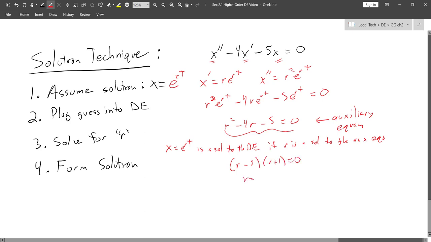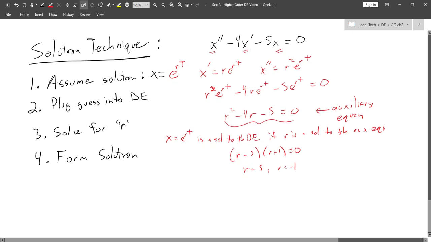Now in this specific case, I have a polynomial which I could factor into r minus 5 and r plus 1. That tells me that r is equal to 5 and r is equal to -1. So that means my solutions, one solution would be e to the 5t, and another solution would be e to the -t. And so now I have my x1 and x2, and I can form my general solution, which would be c1 e to the 5t plus c2 e to the -t.